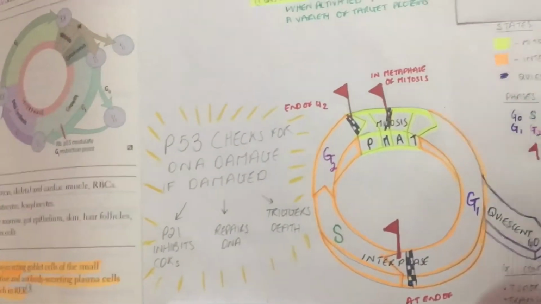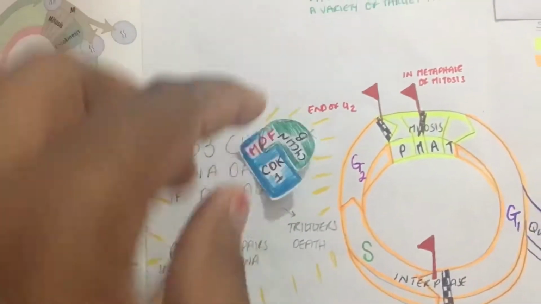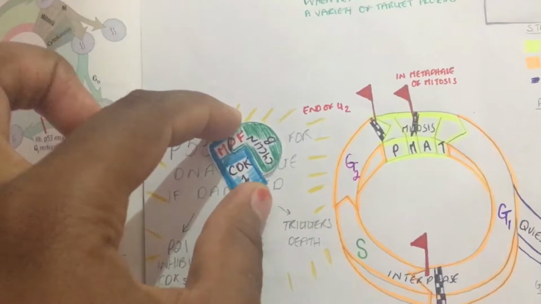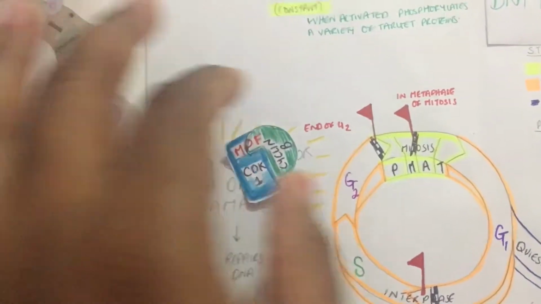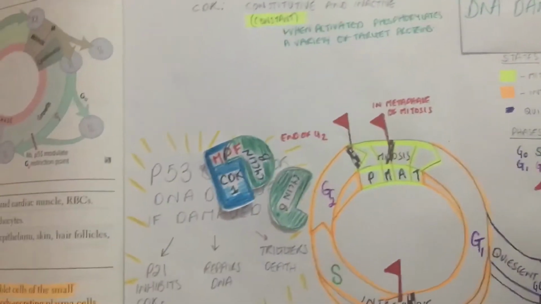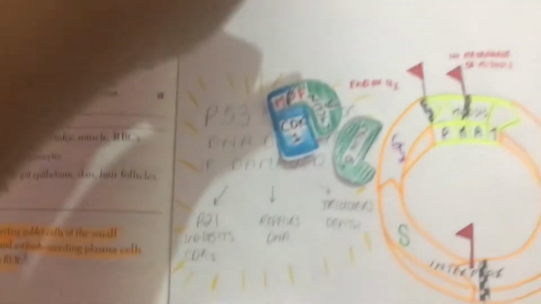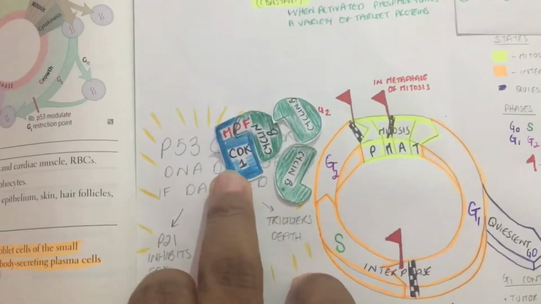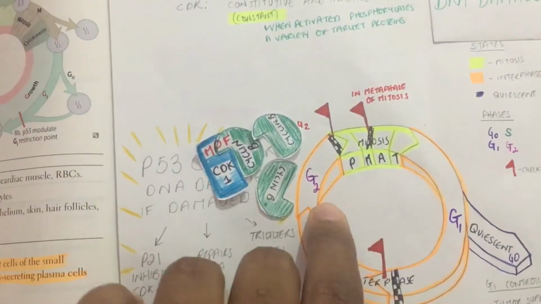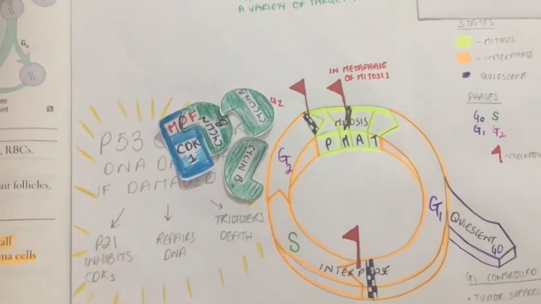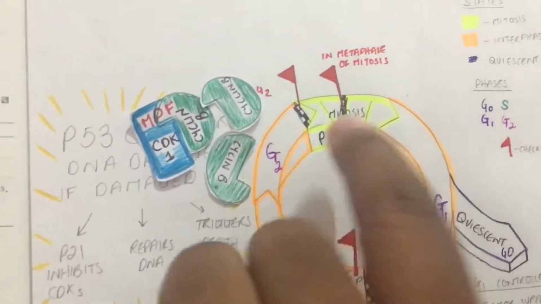So here we have CDK1 and cyclin B. Now they bind to form what is known as mitotic promoting factor. So as we progress through G2, more cyclin B increases, and then it forms mitotic promoting factor. Now this mitotic promoting factor pushes the cell into mitosis.